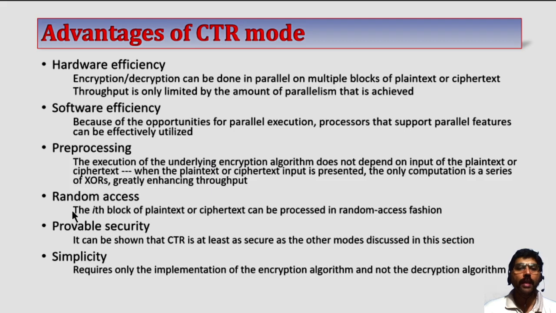Next one is called random access. The blocks of plain text or ciphertext can be processed in random access fashion. Here each block is executed independently, so we can execute any block at any time. There is no need to process the data sequentially.